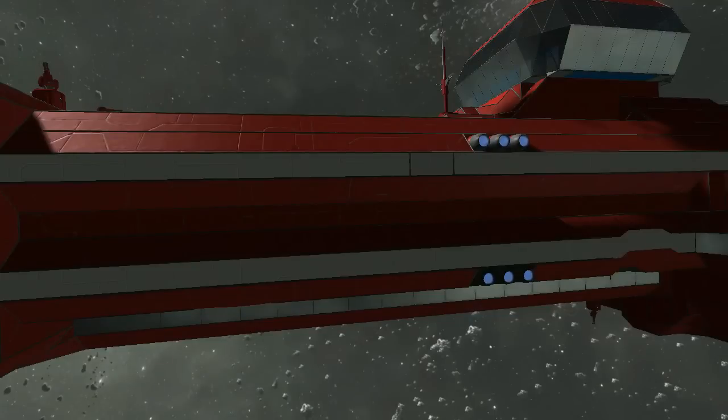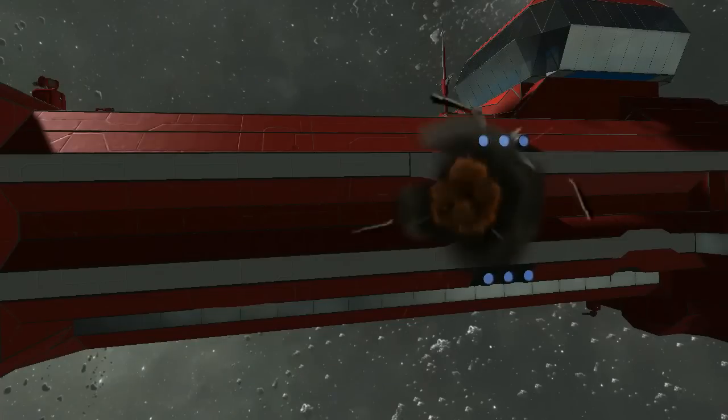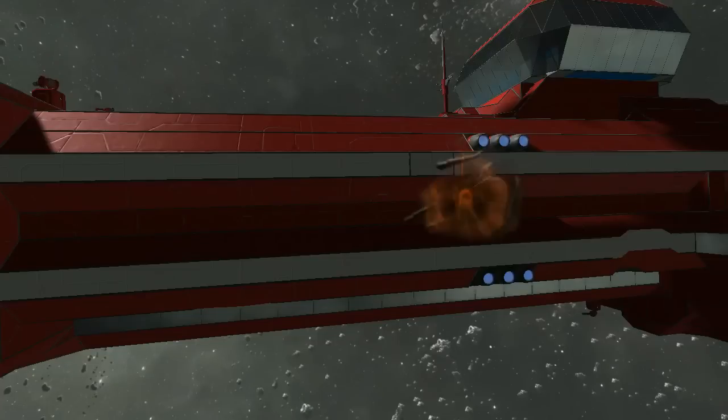When the rounds reach the target, there are two distinct ways they interact. First, there's the impact damage. This is how you would probably expect the damage to occur. The projectiles bounce off the armor and deal damage based on their mass and speed. The second way damage seems to occur is when a projectile ends up inside a block. When a projectile appears inside another block, it destroys that block.